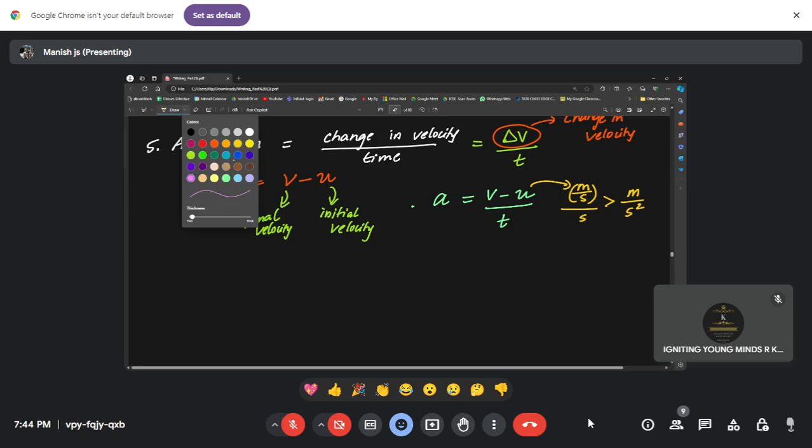Next, we'll move on to the sixth concept. So we're done with acceleration, which is the rate of change of velocity: v minus u upon t. This formula is delta v by t, and the unit is meters per second squared. With that, moving on to the next concept, which is average speed.